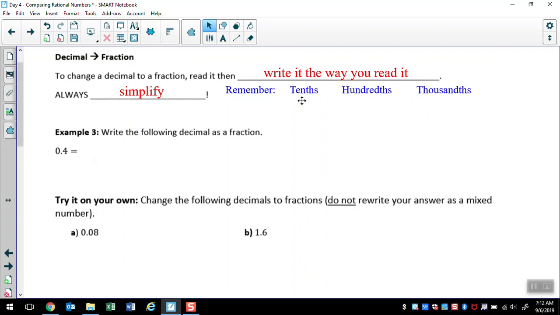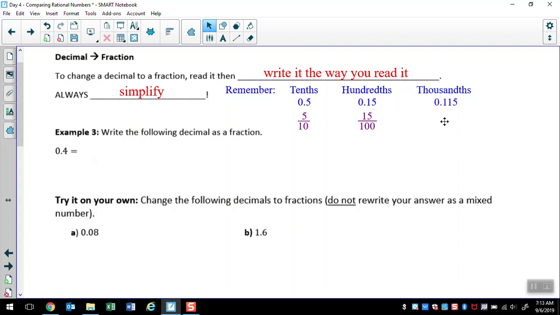Okay, so let's take a look at tenths. 0.5, that says 5 tenths. It's in the first decimal place, so it's tenths, so 5 tenths. So we would write that as 5 over 10, 5 tenths. Okay, for hundredths, 2 decimal places. So we would read that as 15 hundredths. That 5 is in the hundredths place, so it's 15 hundredths. So we would write it as 15 over 100.